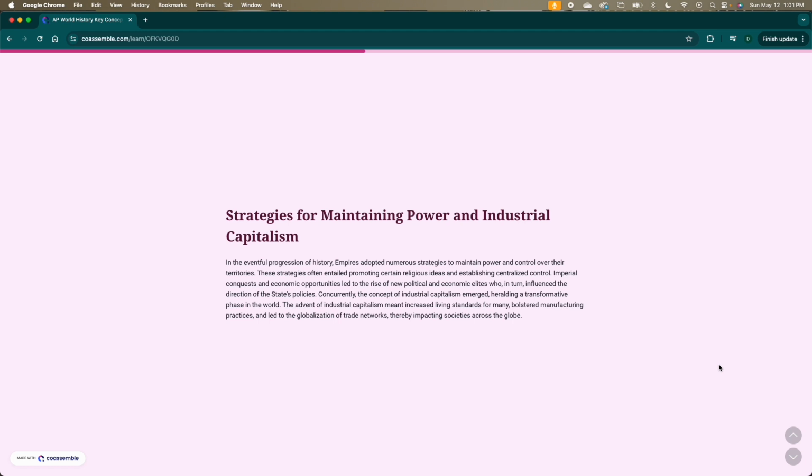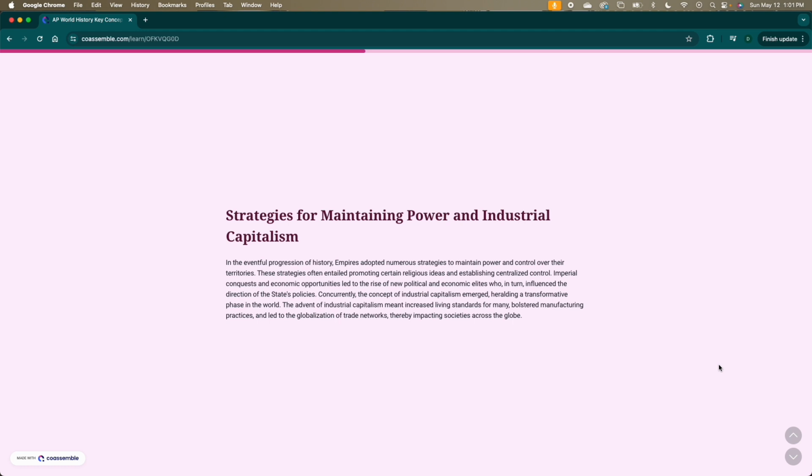Concurrently, the concept of industrial capitalism emerged, heralding a transformative phase in the world. The advent of industrial capitalism meant increased living standards for many, bolstered manufacturing practices, and led to the globalization of trade networks, thereby impacting societies across the globe.